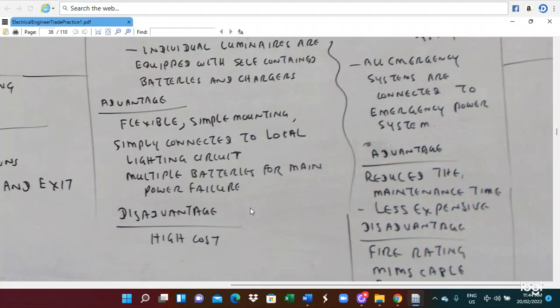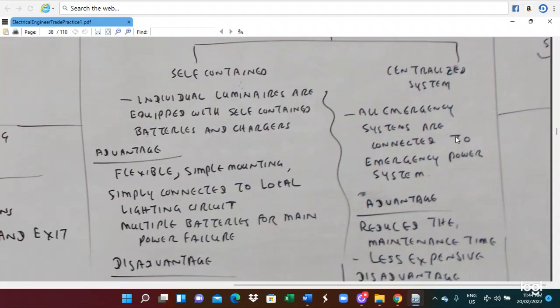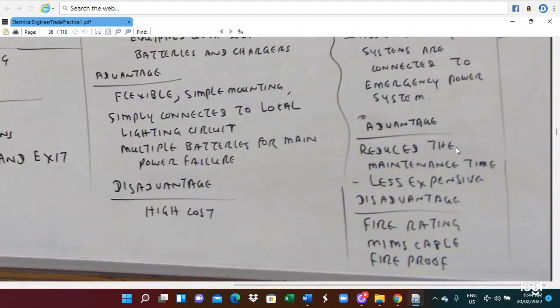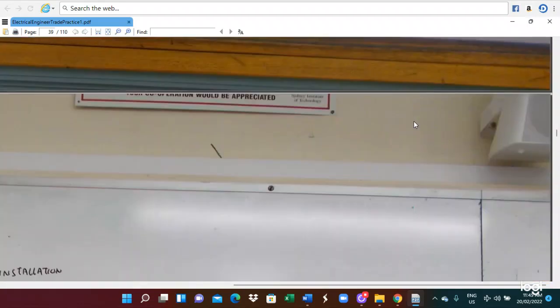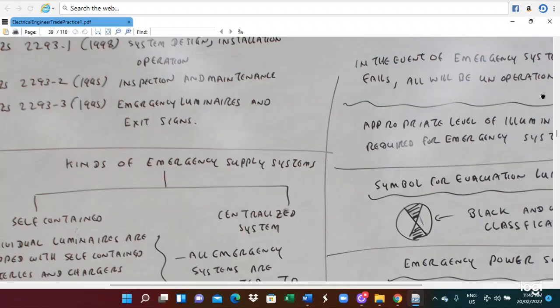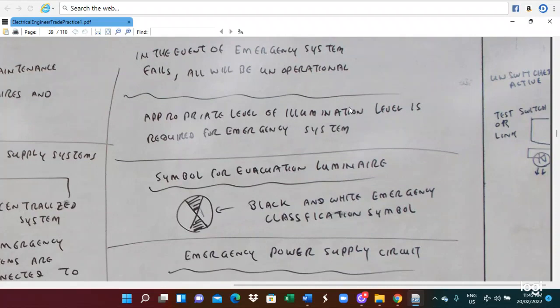In a centralized system, all the emergency luminaires are connected to the emergency power system. The advantage is reduced maintenance and lower expense, but the disadvantage is that when a fire happens, the cables need to have a fire rating. We might use MICC cable, mineral insulated metal sheathed cable, and it must also have fireproofing. This is the installation of the emergency system. In the event that the emergency system fails to operate, the centralized system is the disadvantage.